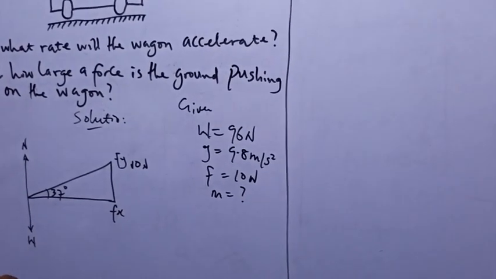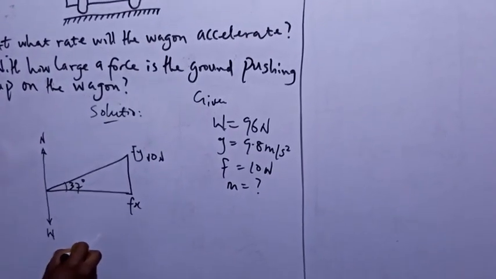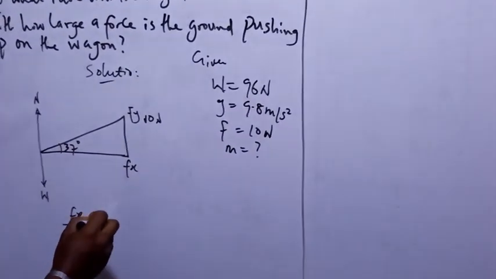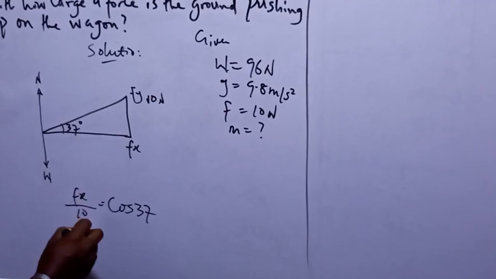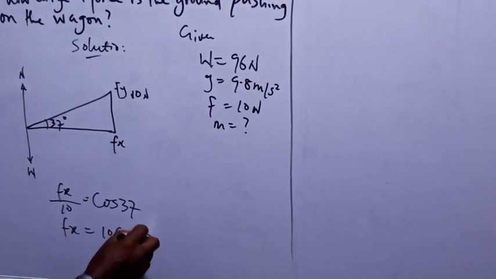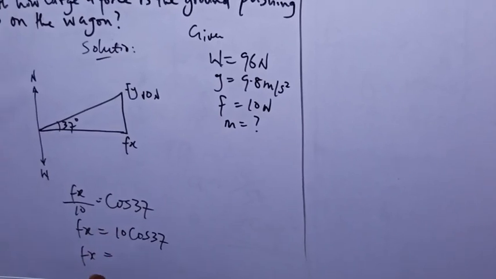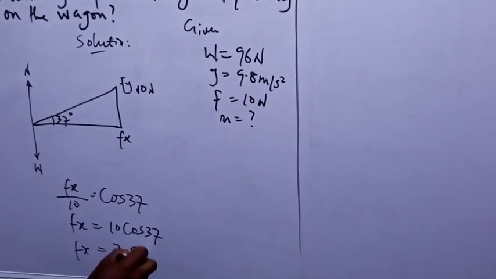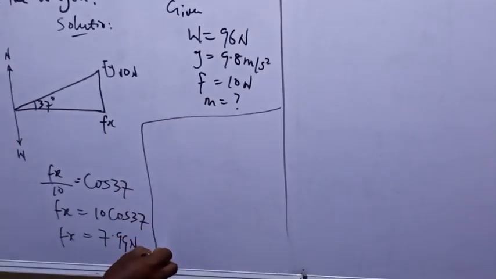Now, let's resolve these forces here. We have that Fx over 10, from the x axis, equals cos 37. Therefore, Fx is equal to 10 cos 37. And Fx here will be, if you multiply 10 by cos 37, you have 7.99 Newton.